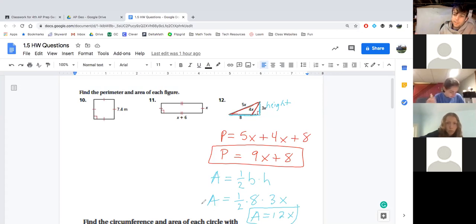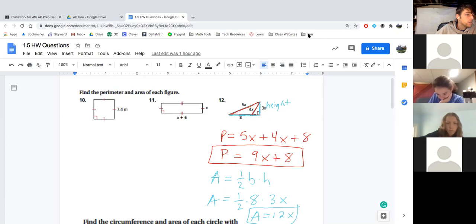Keep your answer in terms of x on these types of problems. Remember, when you're finding the area of a triangle, especially triangles, this comes up a lot, that the height is at a right angle to the base. You're not wanting to use this slanted height, you're wanting to use the straight up and down height.